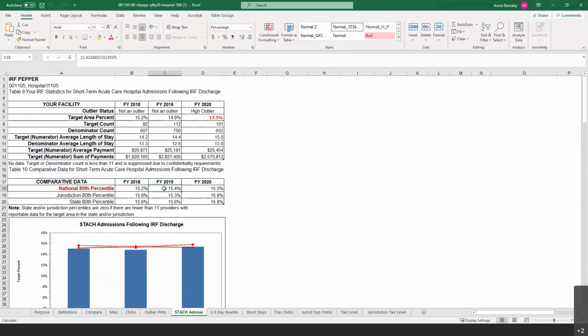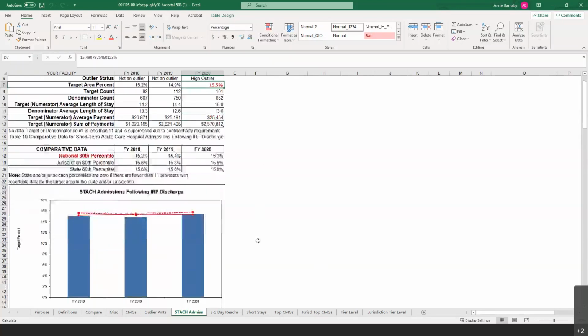15.4 was the 80th percentile mark in 2019. Of course, they're well below that. And then right here we can see FY 2020, that 80th percentile line is drawn at the outcome of 15.3%. And their outcome percent was 15.5. So it is highlighted, it is in red bold font.